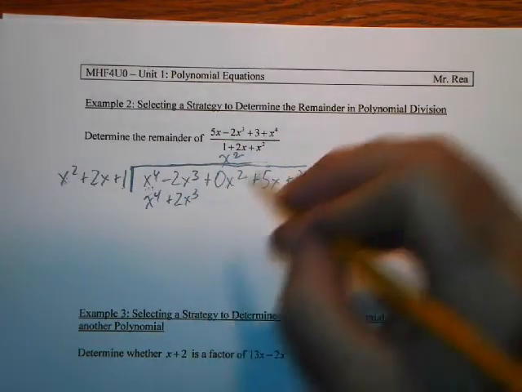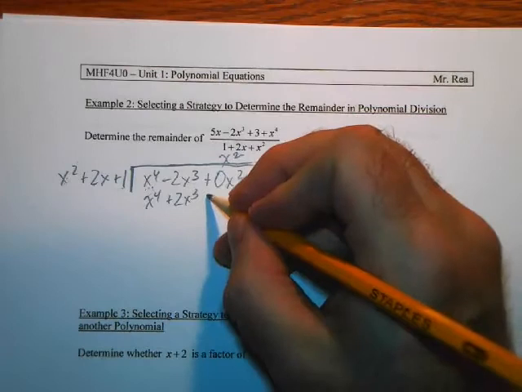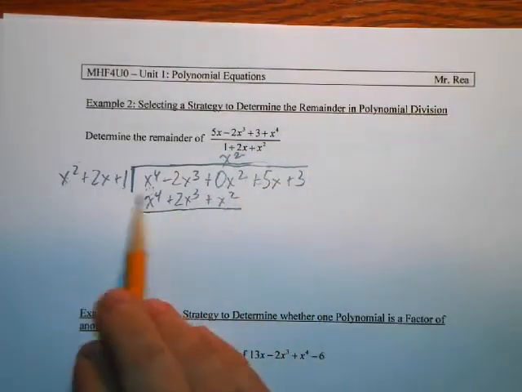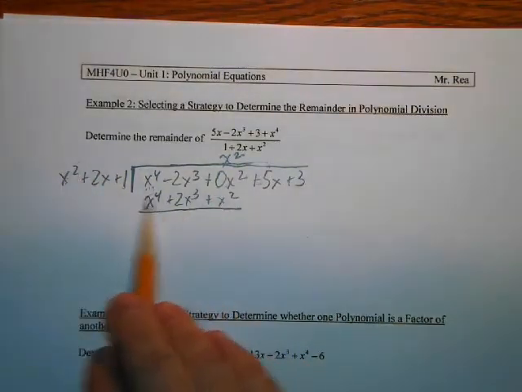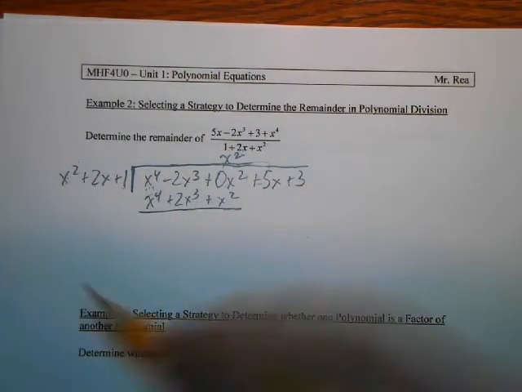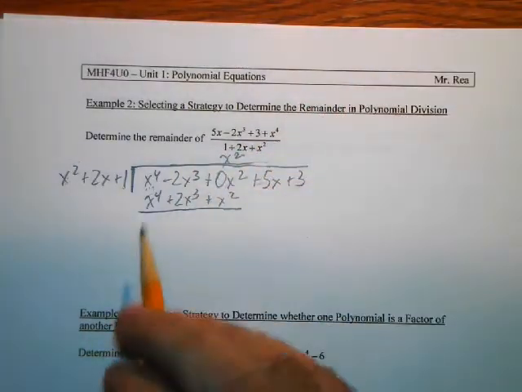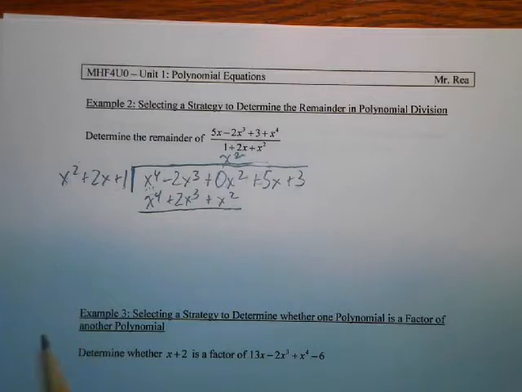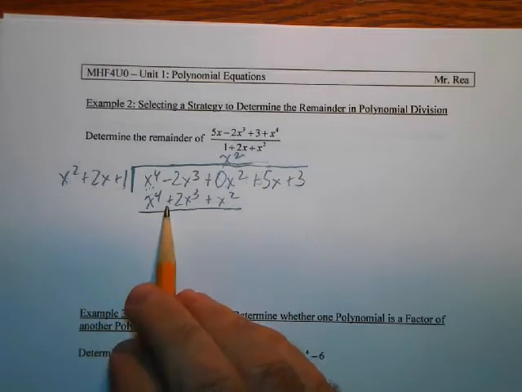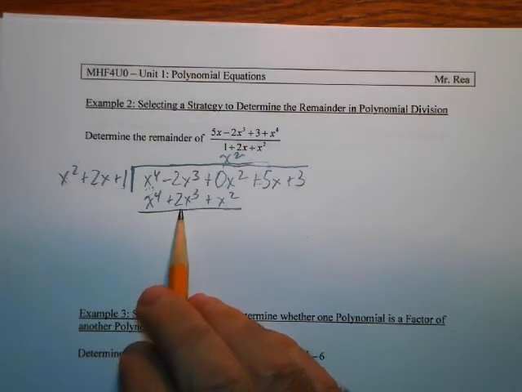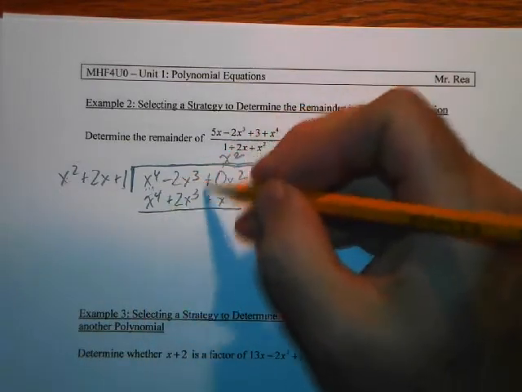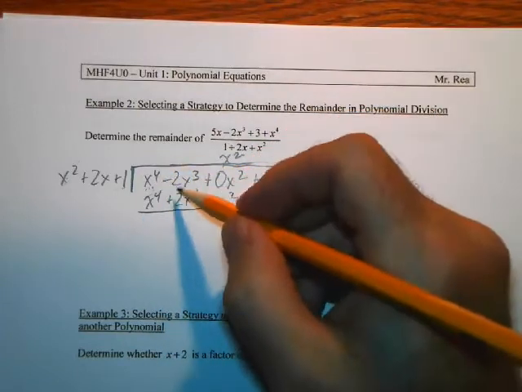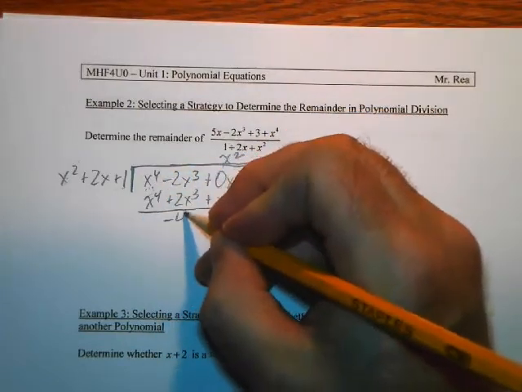And x squared times 1 is x squared. So you can see, because we're dividing by a trinomial, we're going to have three terms every time we subtract. So now we subtract all three of these. The first term will disappear, x to the fourth minus x to the fourth. Negative 2x cubed minus 2x cubed. A lot of students might just look at that and say, well, that's 0 too, but it's not. It's actually negative 4x cubed.